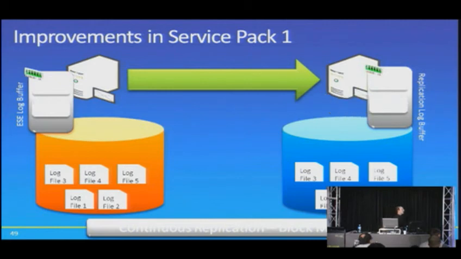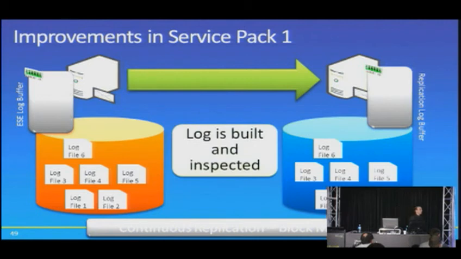So we get another chunk of data. We write that in both places. We get another chunk of data that fills up the log file. We write that in both places. And then independently, both places construct and inspect a log file.